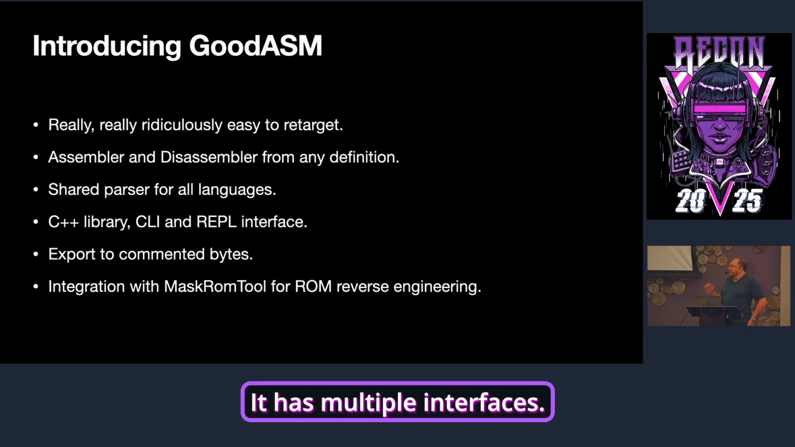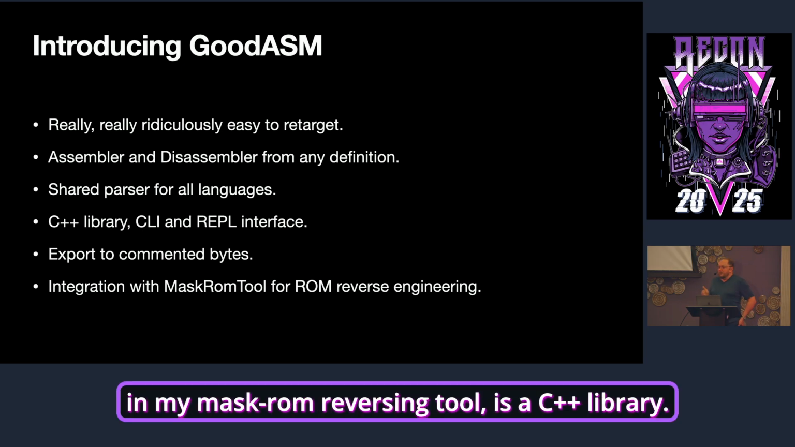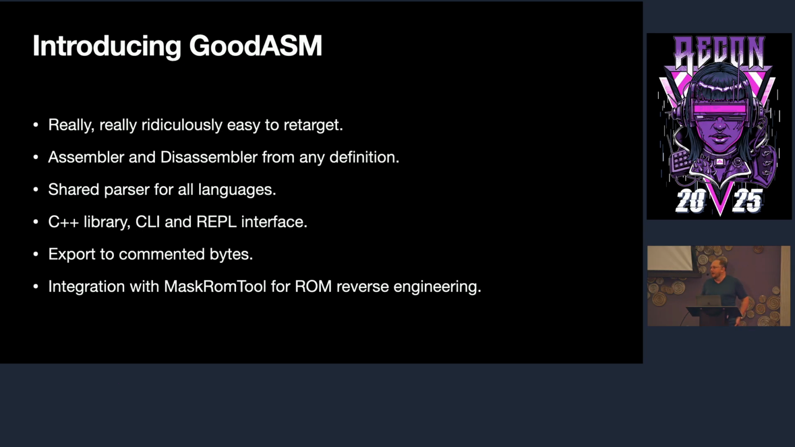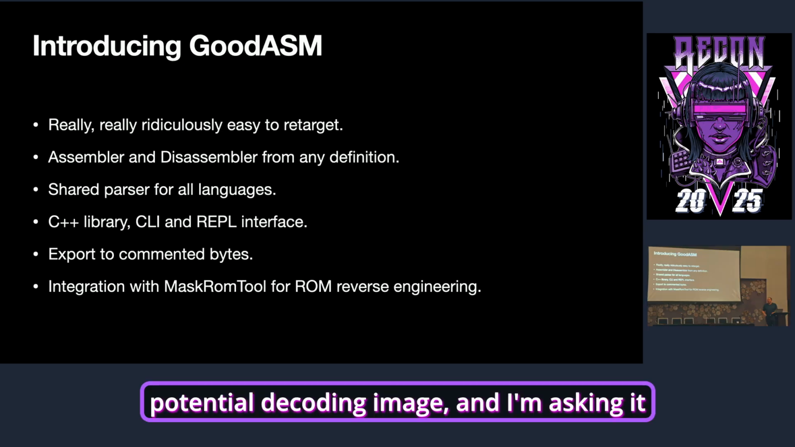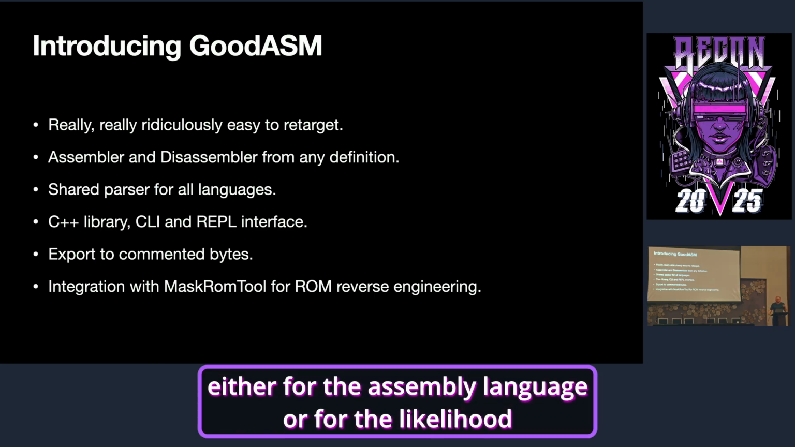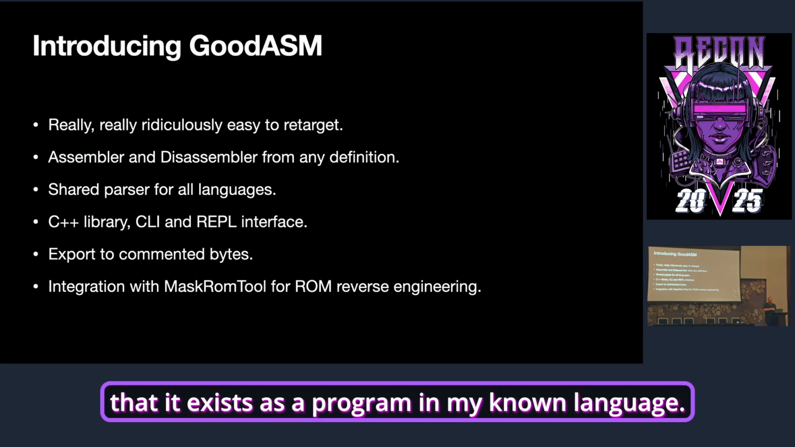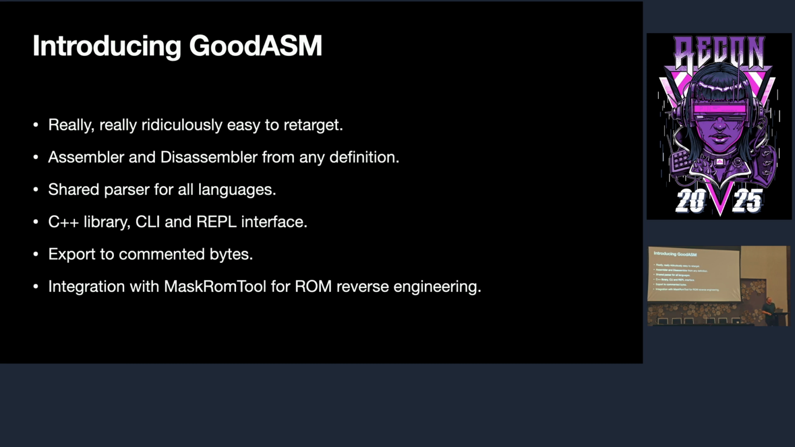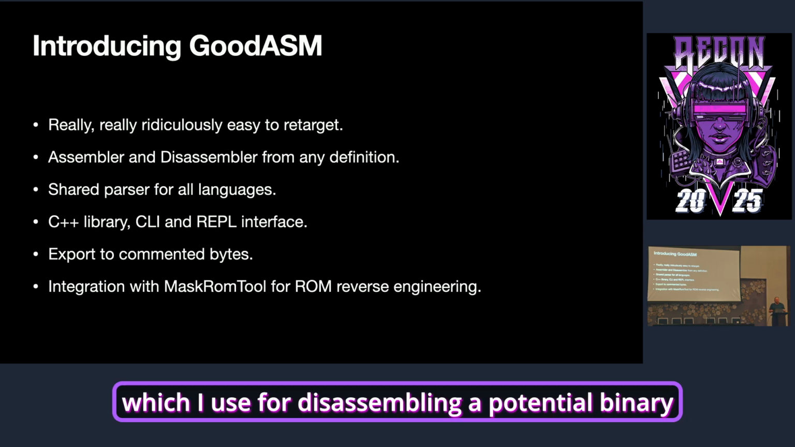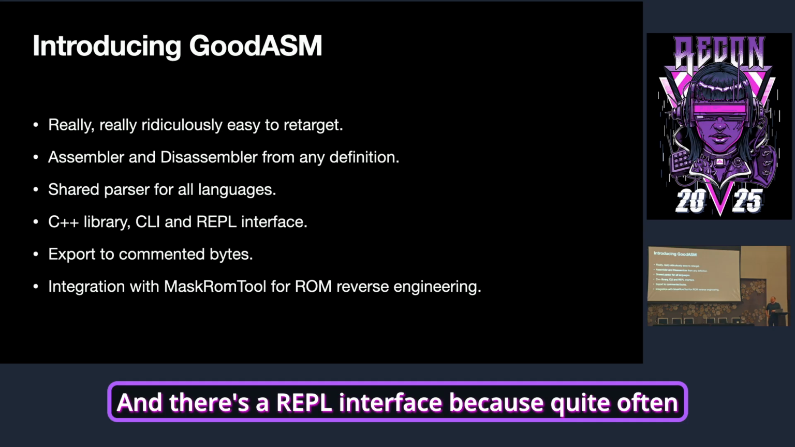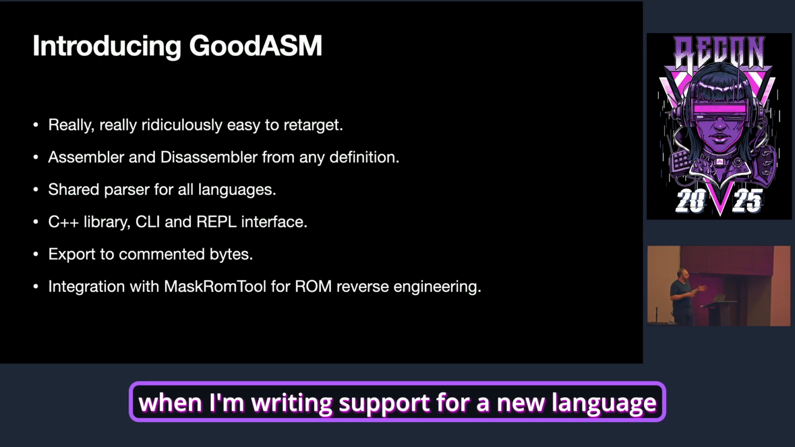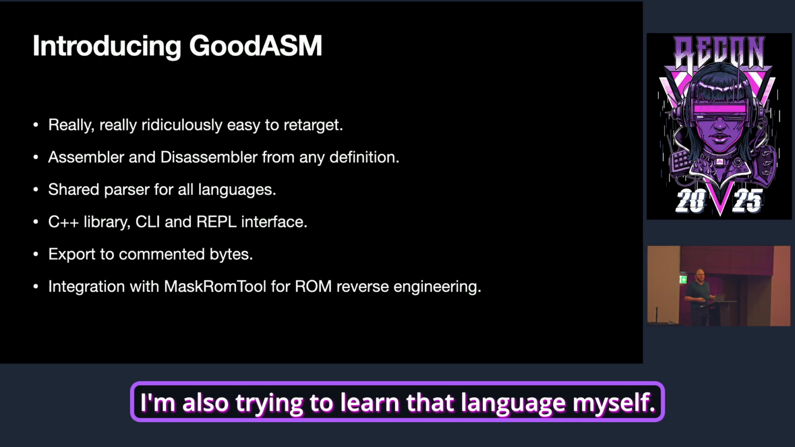It has multiple interfaces. The first, which is the one I'm using in my mask ROM reversing tool, is a C++ library. In this case, I'm providing it with a particular potential decoding image, and I'm asking it either for the assembly language or for the likelihood that it exists as a program in my known language. There's also a command line tool, which I use for disassembling a potential binary or assembling source code into a binary. And there's a REPL interface, because quite often when I'm writing support for a new language, I'm also trying to learn that language myself.